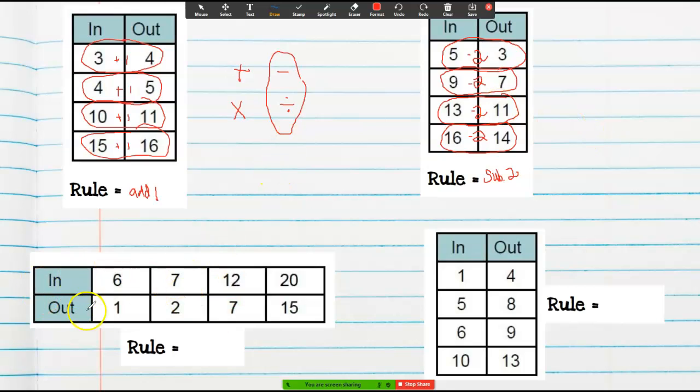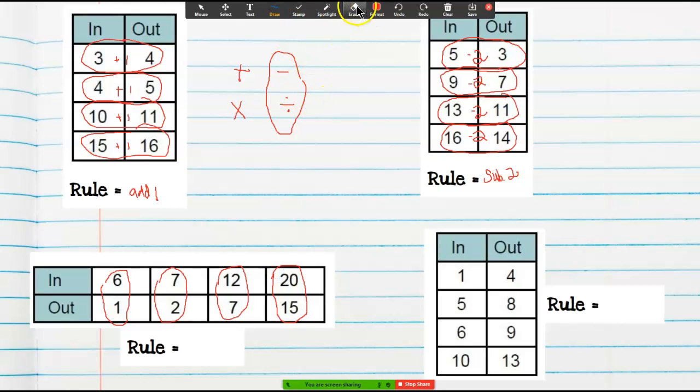Alright, so this is a different one. This is a horizontal one, so I have my in and out. That's all you got to pay attention to, right? In, out. So I'm not going from 6 to 7. Okay, I'm going from 6 to 1, 7 to 2, 12 to 7, and 20 to 15.